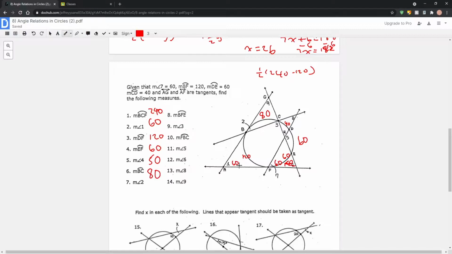Okay, 2. Measure of angle 2. So 2 is right here. And again, this is the same tangent chord theorem. So if this corresponding arc is that, 2 would be 40, because 80 divided by 2 would be 40. So measure of arc BFE, going this way. Okay, so BFE will be 120 plus 60, 180. Measure of angle 3 will be the inscribed angle of 120 plus 60, which is 180. So the angle will be 90 degrees.